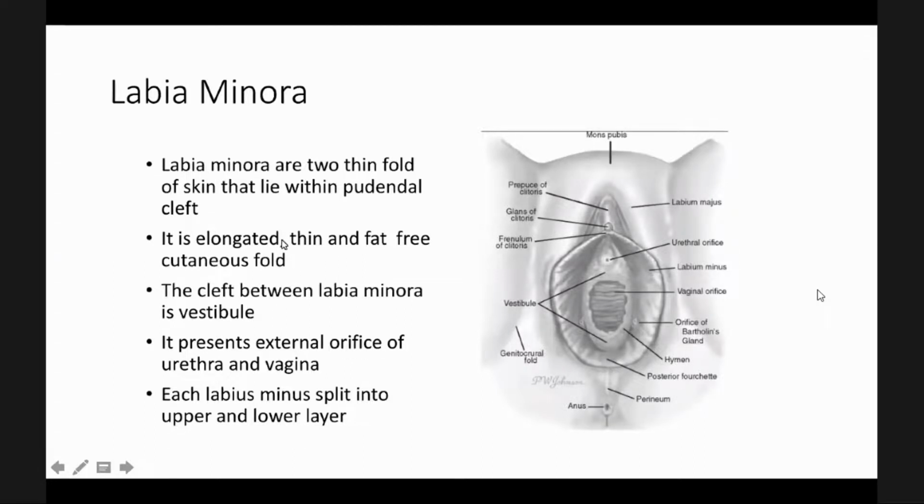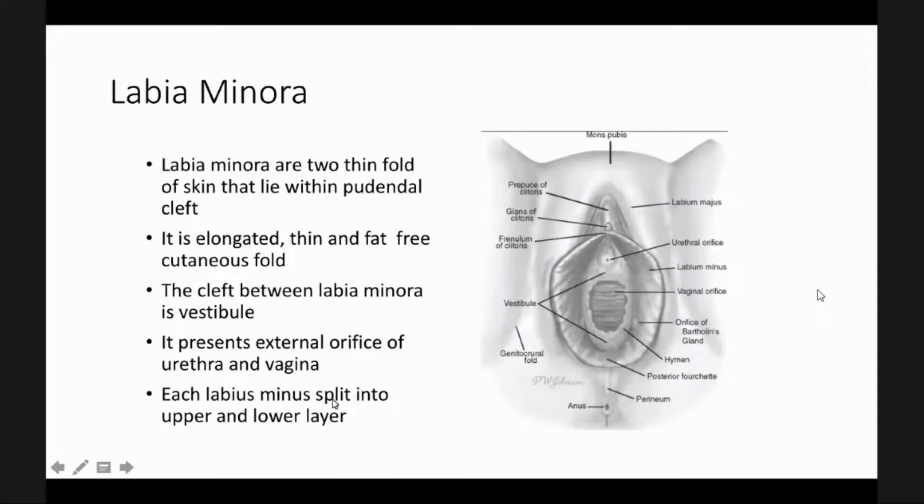It is a thin elongated fat-free cutaneous tissue, present without fatty tissue here. It is just a layer of skin. The cleft between the two labia minora is the vestibule. So we have opened the labia minora of either side so that we can see the space in between, and this space is known as the vestibule. It presents the external orifice of the urethra and vagina. See here, there is the opening of the urethra, and below there is another opening. We have already seen that it is the opening of the vagina.